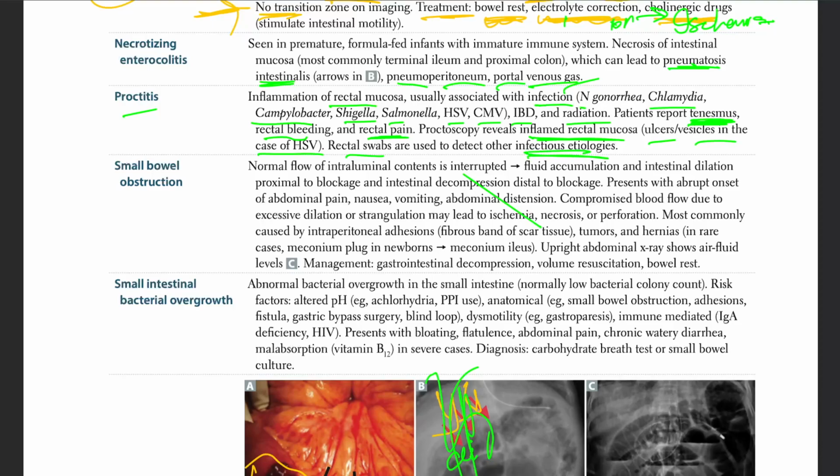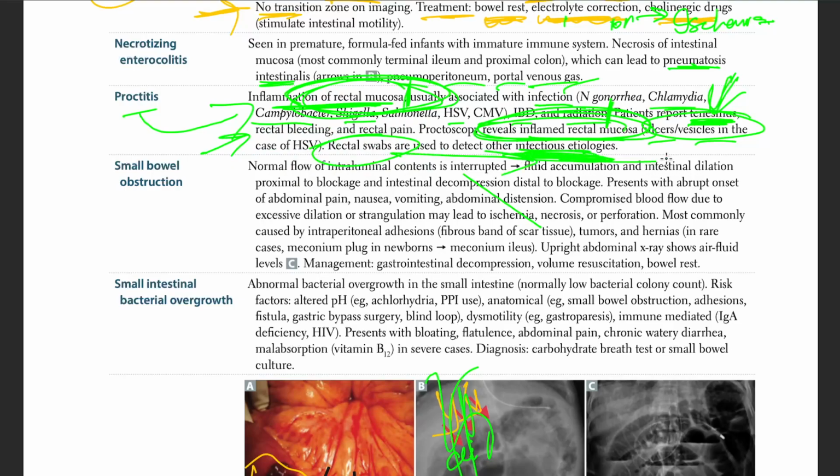Okay. Proctitis, inflammation of the rectal mucosa, has associations with all of these things. It presents with tenesmus, rectal bleeding, rectal pain, because it's inflammation of the rectal mucosa. So for sure you can have rectal bleeding, rectal pain, tenesmus. And when you do proctoscopy, you will see the inflamed rectal mucosa. And if you were to do rectal swabs, you are going to detect if there is an infectious etiology in all of this, right?